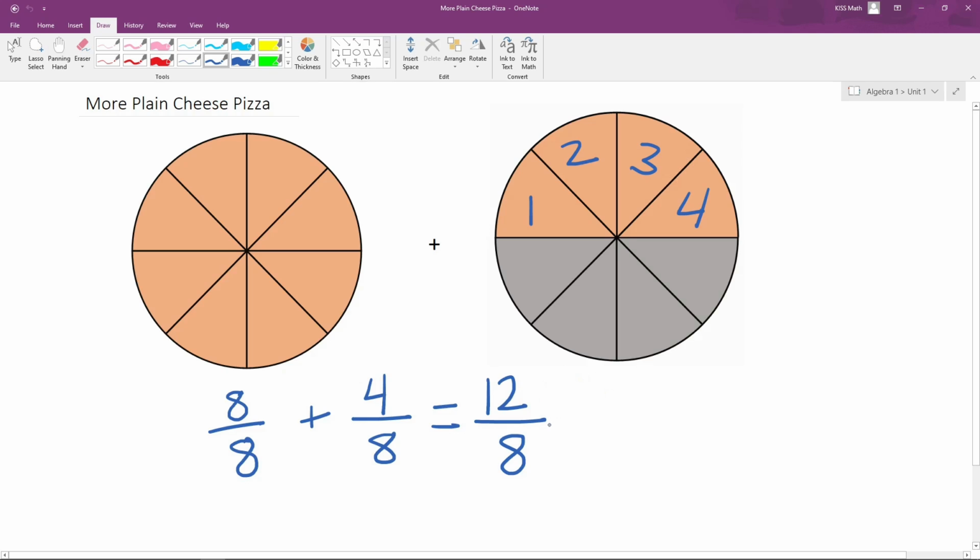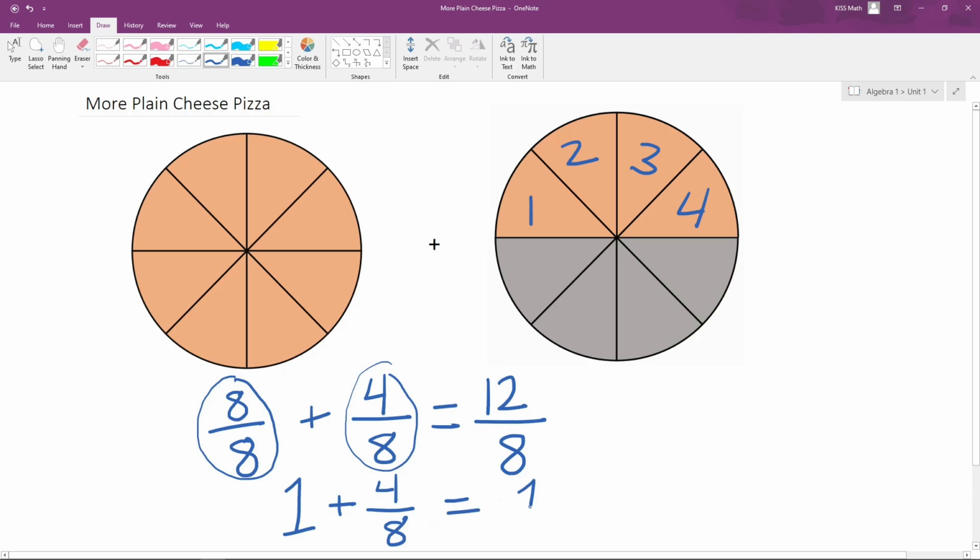Another way to describe this is that, okay, you have 1 whole pizza here. So there's your 1. And then you have another half of a pizza, so that's this guy. And this can be written as 1 4/8 pizzas. And this is called a mixed number because you are mixing a whole number with a fraction.